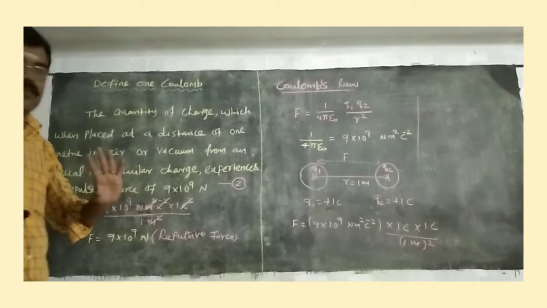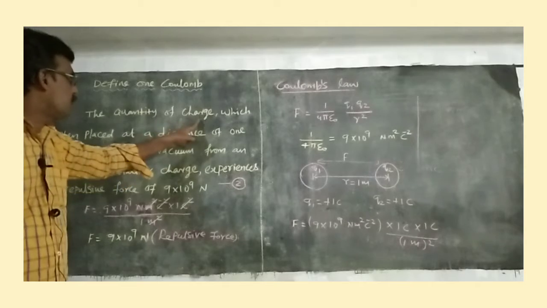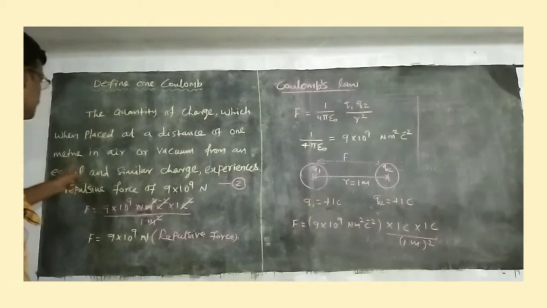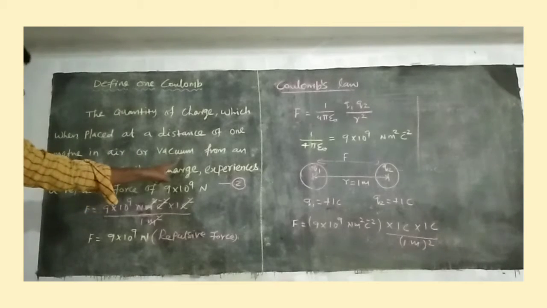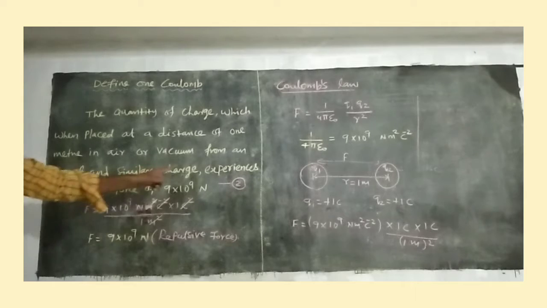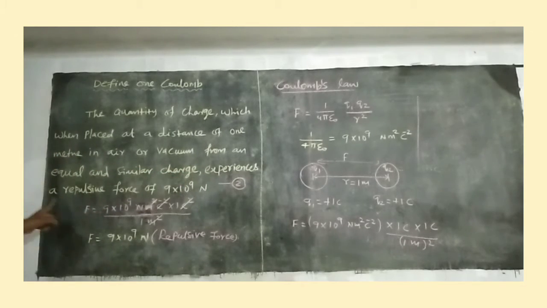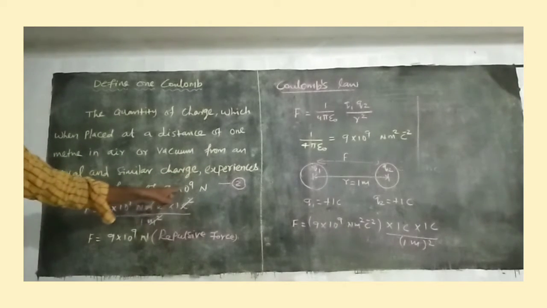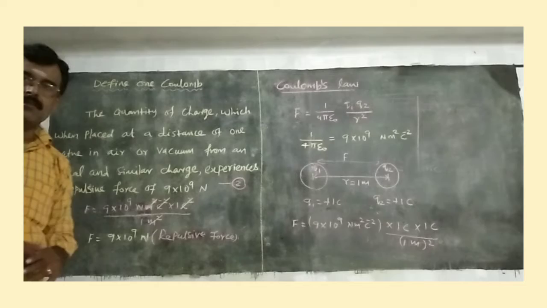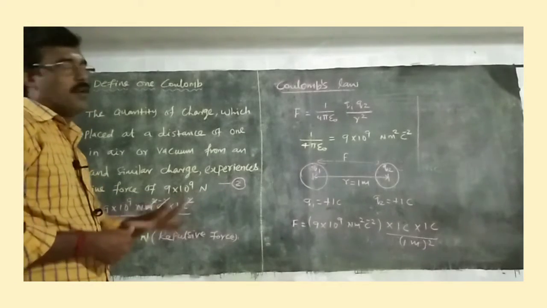Once again I am going to read this. The quantity of charge which when placed at a distance of 1 meter in air or vacuum from an equal and similar charge experiences a repulsive force of 9 into 10 to the power of 9 Newton. Okay, so if you write properly this particular definition, you are going to get 2 marks.